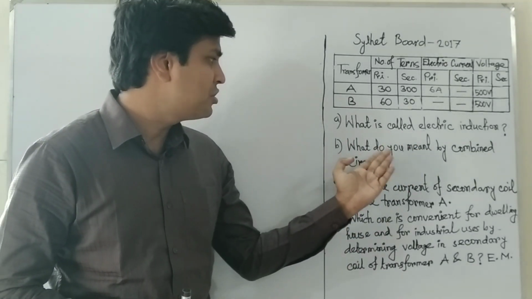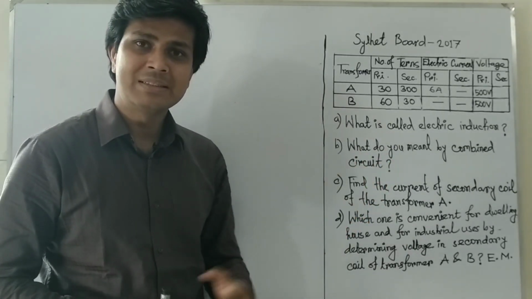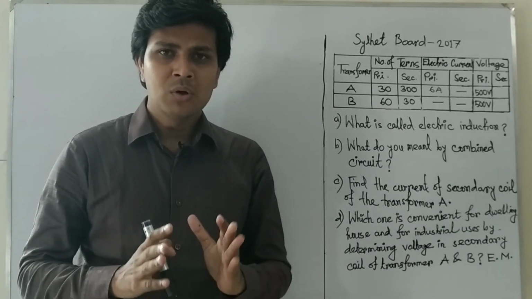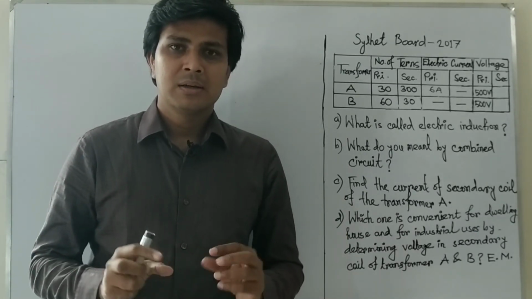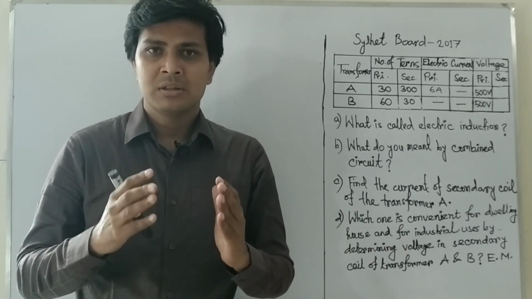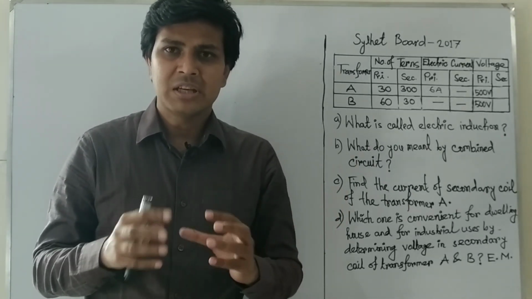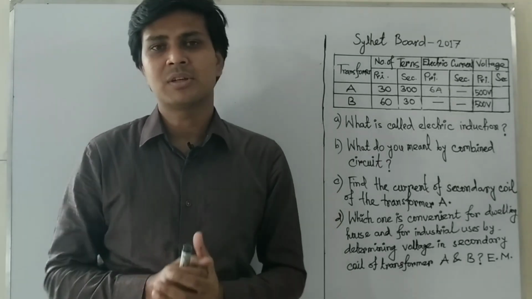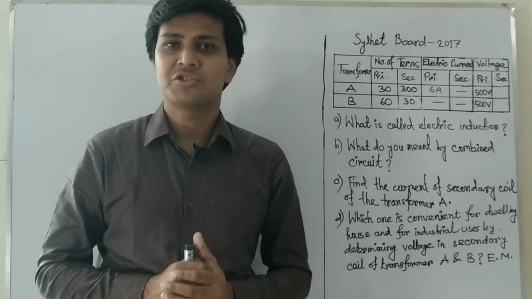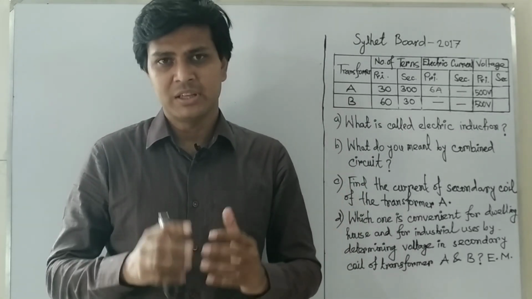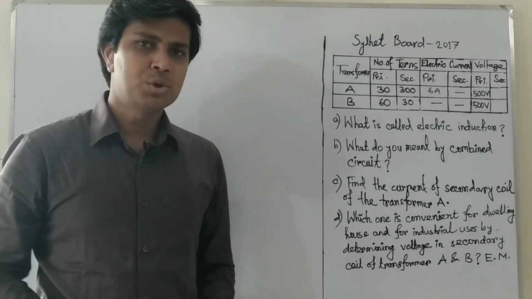Now question B. The question is what do you mean by combined circuit? Another name of combined circuit is integrated circuit. You know the short form of integrated circuit is IC. Resistance, diode, transistor and other devices are used in a circuit. In that case the size of the instrument will be big. So to reduce the size of the instrument, a silicon chip is used, that is called integrated circuit or combined circuit.